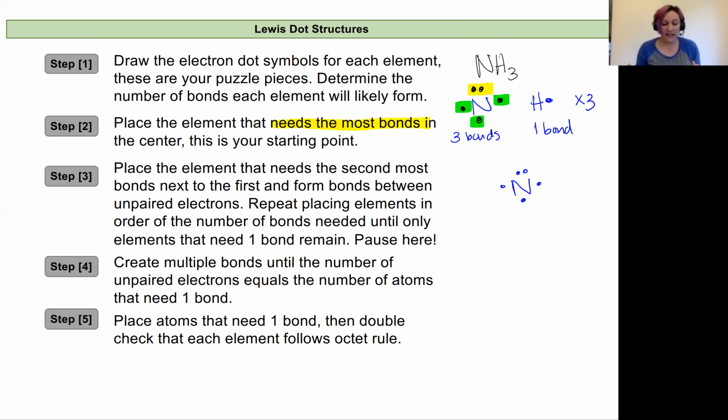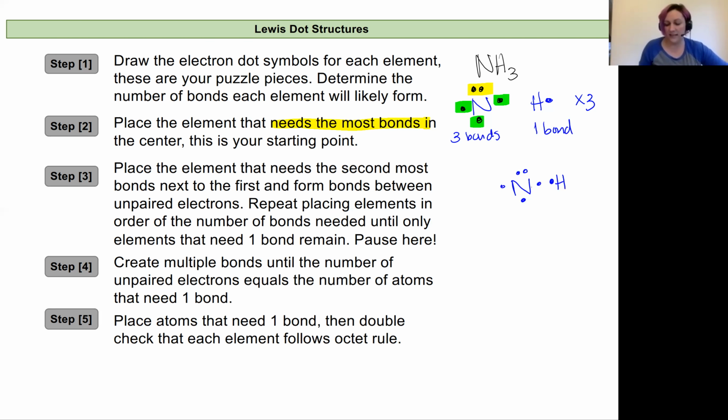Next, I'm going to place elements that need the second most number of bonds around it, and I'm going to connect them between the unpaired electrons. Now, this is a simple case with only 2 different types of elements, so I'm just going to go right to hydrogen. That's the next number of bonds I have. But I'll make a note. I'll show you this for ammonium, and then I'll make a note about multiple bonds. So I'm going to place those and connect them. It's essentially like connecting the dots here.